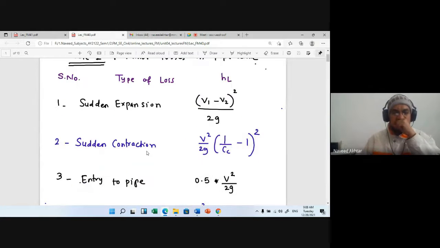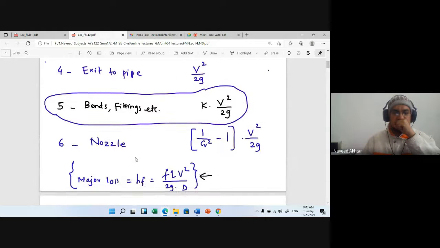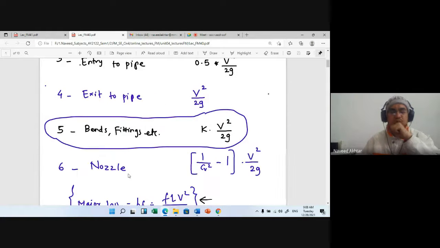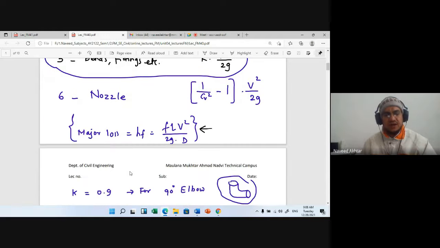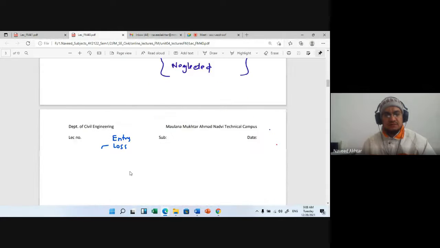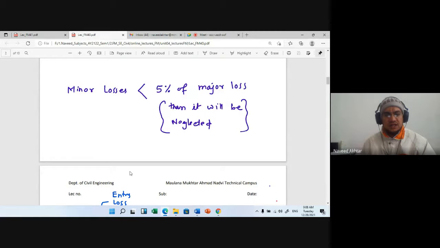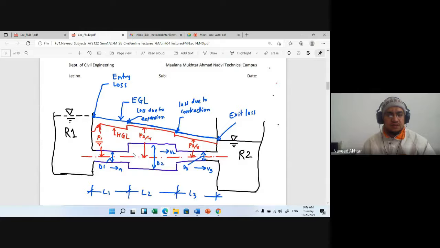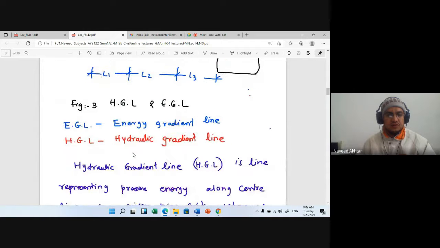Therefore, this table we have to remember for the minor losses due to sudden expansion, sudden contraction, entry to pipe, exit to pipe, pipe fittings, and nozzle, etc. And if minor losses are less than 5% of the major loss, then they will be neglected. So in the previous class, we have also seen these different types of losses.